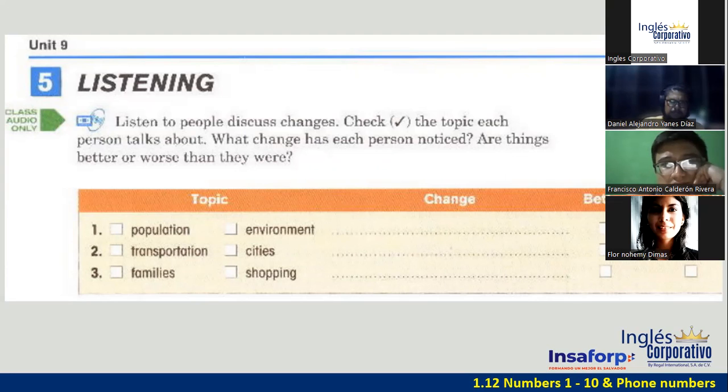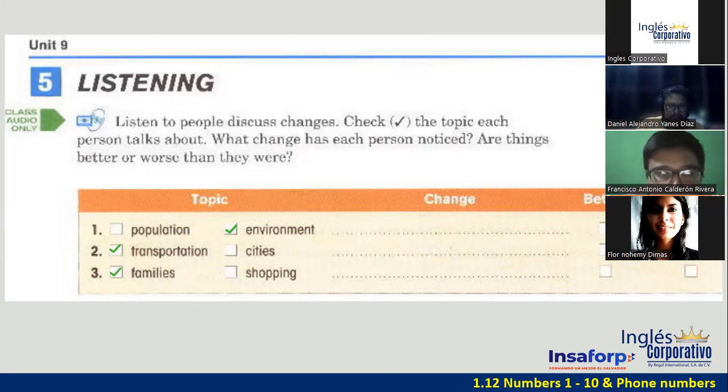let me see, aquí están las estampitas. Tenemos population, okay, acá. Perdón, it's the transportation, families, and environment. Okay, those are like the 3 different topics she talks about, okay? Now, let's listen one more time. And please write down the changes. Vamos a escribir los cambios y vamos a decidir si fue para bien o para mal. Better or worse. Okay, let's listen one more time.